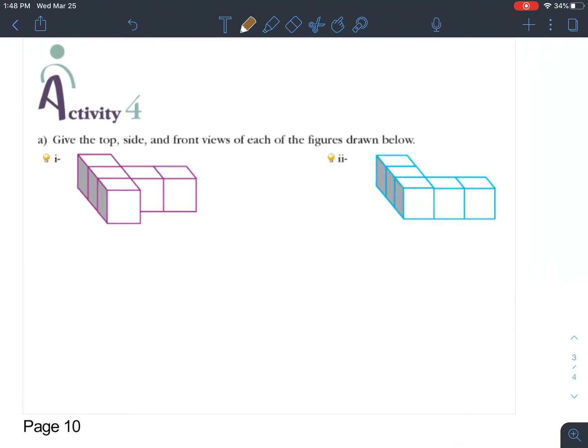So for these two then, I want you to go ahead and try it on your own. I want you to draw the top, the side, and the front views. And then pause the video when you are done. I will show you what you should have had for your answers.